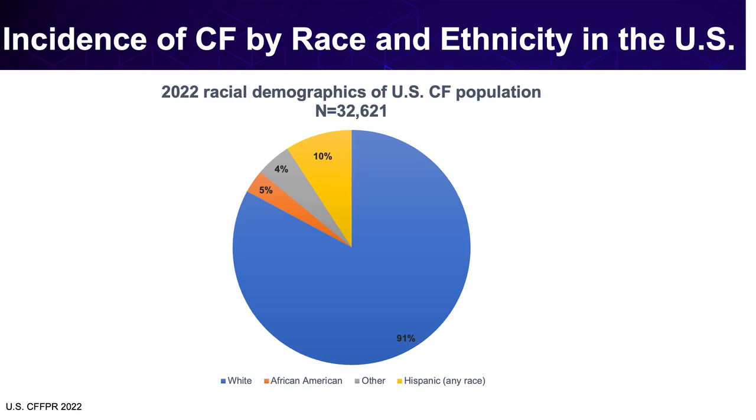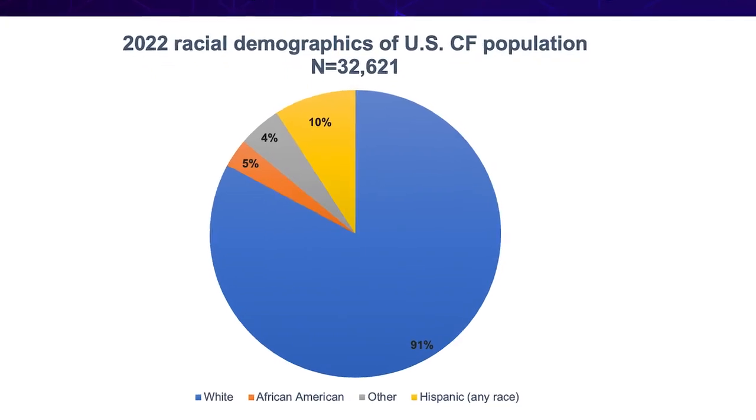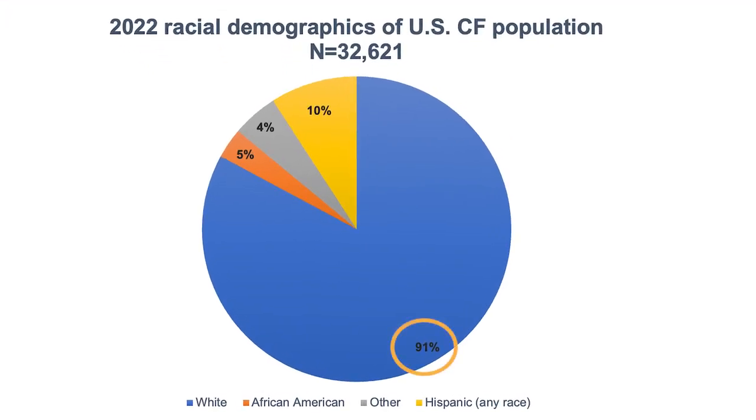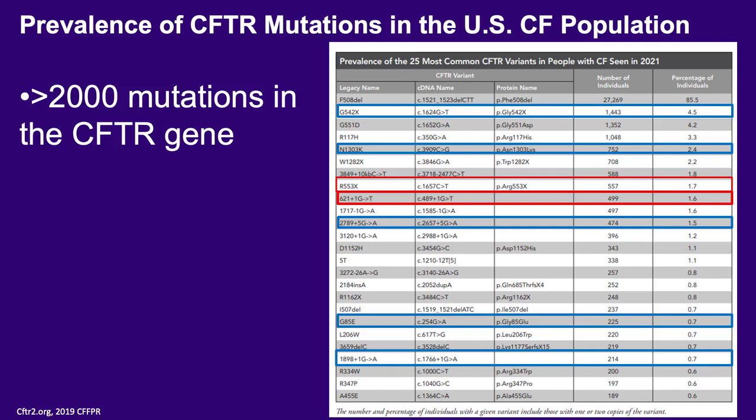Now, focusing more on the U.S., this again is based on data from the U.S. CF Patient Registry. You can see that, as one might expect, the majority of people with CF in the registry are white, but there are also significant percentages of people who are Hispanic, Black or African American, or other races. And if you consider, again based on the registry, the various mutations or variants in the U.S. CF population, you can see them on the table here.